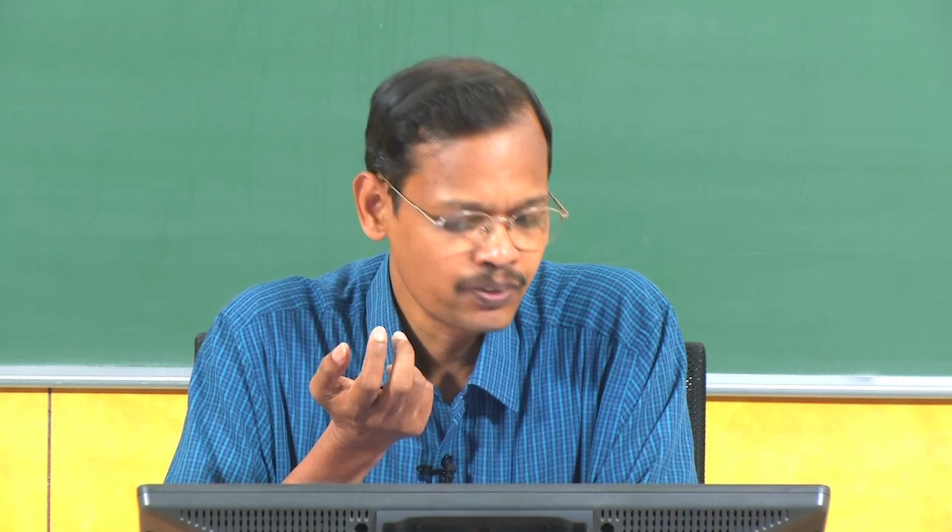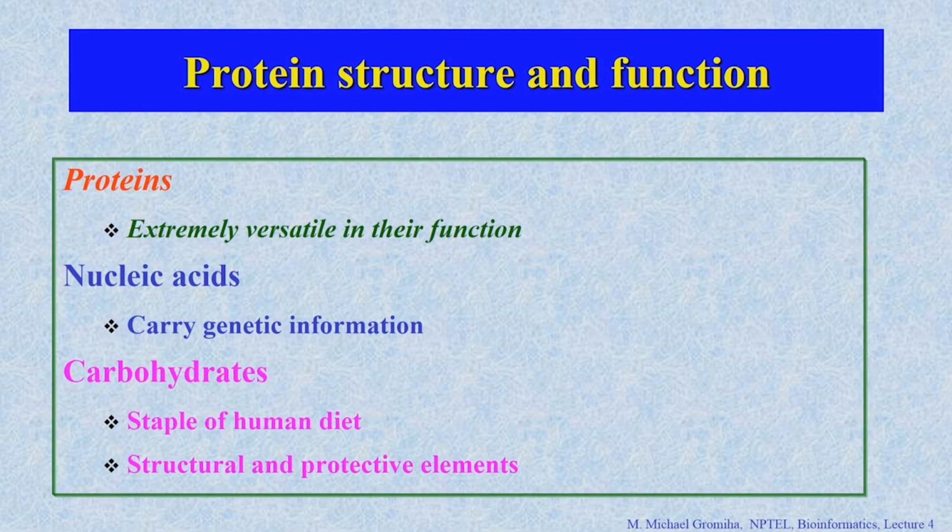If you look at the biological macromolecules, they are classified into three major groups. What are they? Proteins, nucleic acids and carbohydrates. Nucleic acids, which we discussed in the previous classes, carry genetic information. Carbohydrates are a staple of the human diet in the form of glucose or fructose, and also structural and protective elements, such as cellulose, depending upon the linkage.